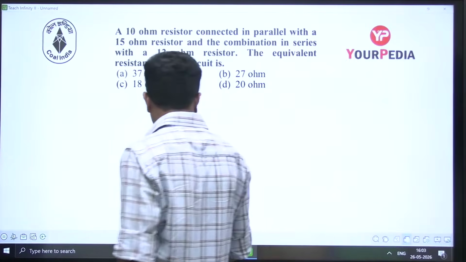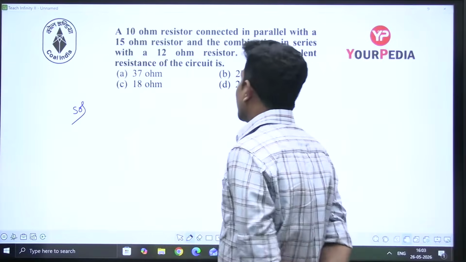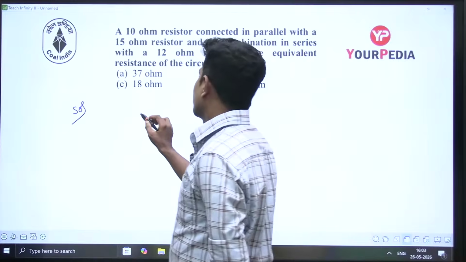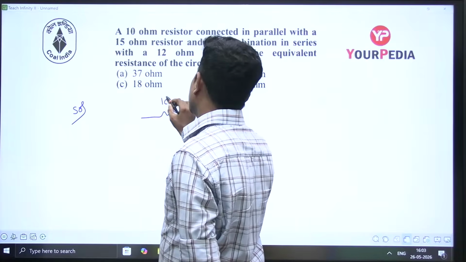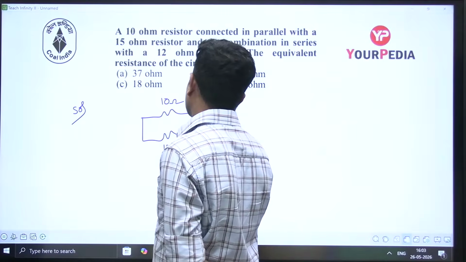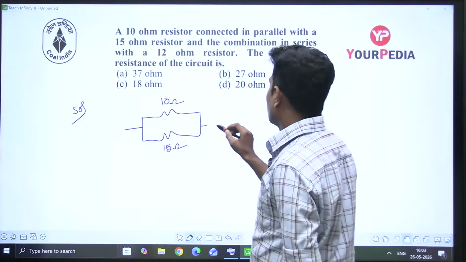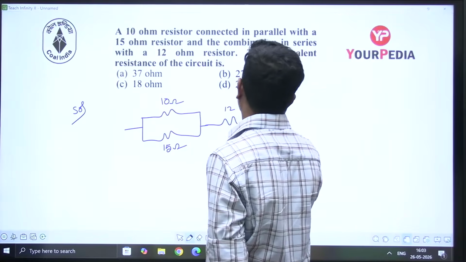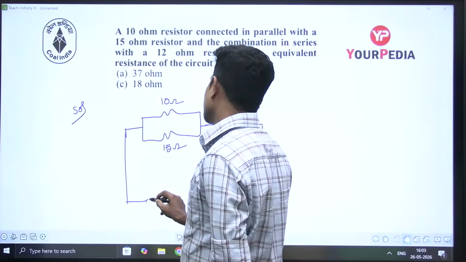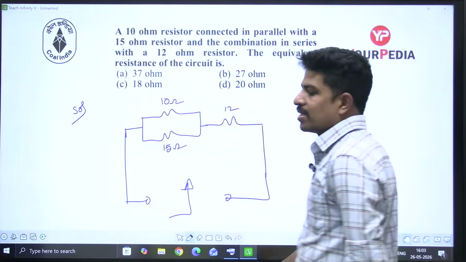Now there is a question given here. A 10 ohm resistor is connected in parallel with a 15 ohm resistor. This combination is in series with a 12 ohm resistor. Now the equivalent resistance will be? You may be thinking, sir, you are taking very easy questions. Yes, this level of questions only will be asked in your CIL CBT.